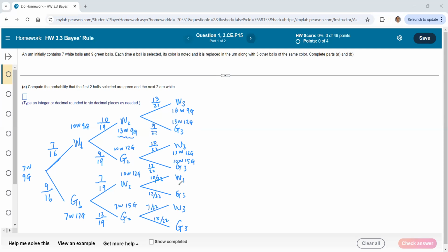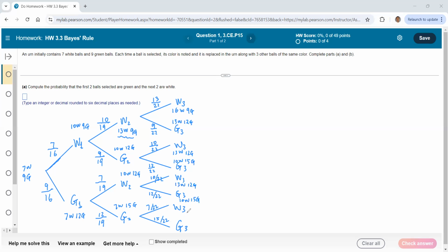And then you have 13 white, 12 green. I need some more space. Here you have 10 white, and then you have 15 green. And some situations are similar, but 10, 10, 10, 15, 10, 15. Now let's not try to find some pattern, just bash it out.